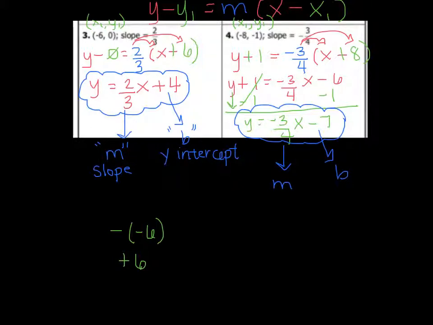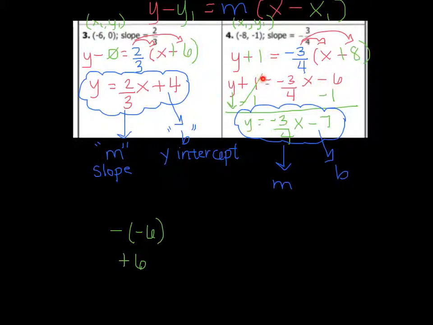For number 4, I'm going to start setting up my equation. Now notice I have 2 negative numbers here in my point. So when I had y minus negative 1, well, a minus minus became plus 1, equals your slope, which was negative 3/4, times x minus, but when I had a negative 8, it became plus 8. And then I distribute, so negative 3/4 x. When I distribute here, negative 3 times 8 was negative 24, divided by 4 was negative 6.